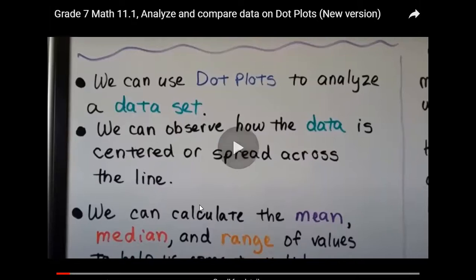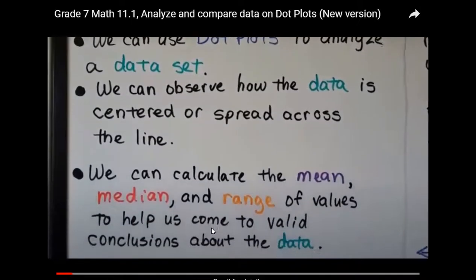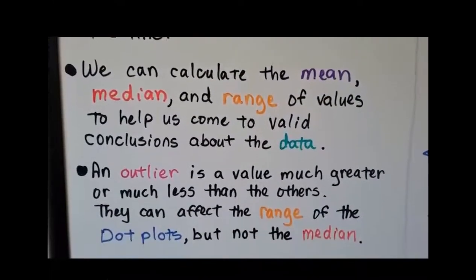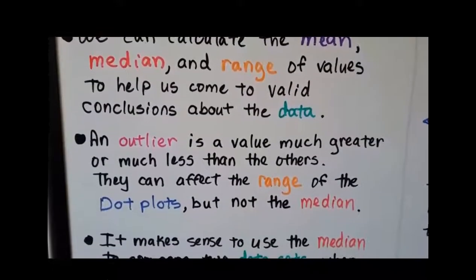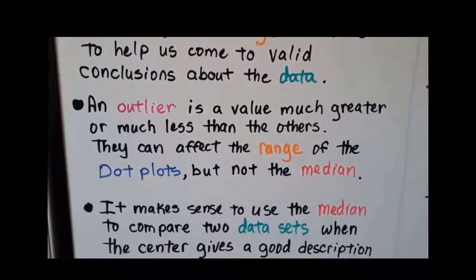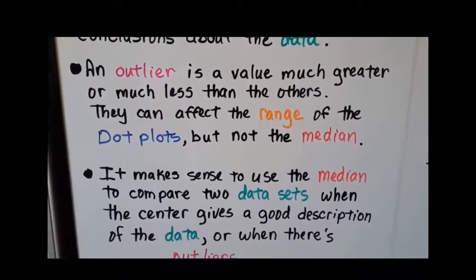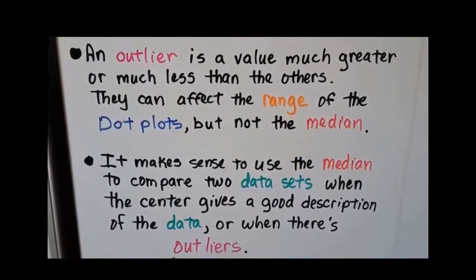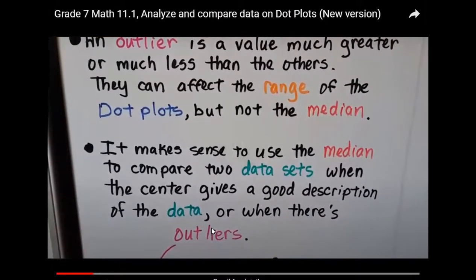across the line. We can calculate the mean, median, and range of the values to help us come to a valid conclusion about the data. An outlier is a value much greater or much less than the others. They can affect the range of the dot plots, but not the median. So please note that an outlier can affect the range, because in the range we compare the least and the greatest value, but it will not affect the median.